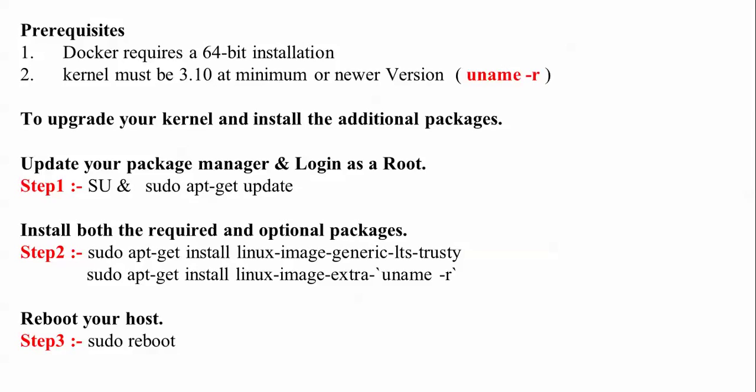After that, first of all I am going to log in as root, then I am going to update it, then I am going to upgrade it. After these steps, step 2 is to install the optional packages. The third one is to install the linux-image-extra for your uname -r kernel. Then I am going to reboot it. So let us begin.